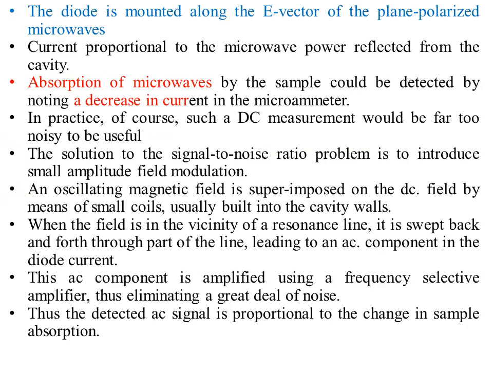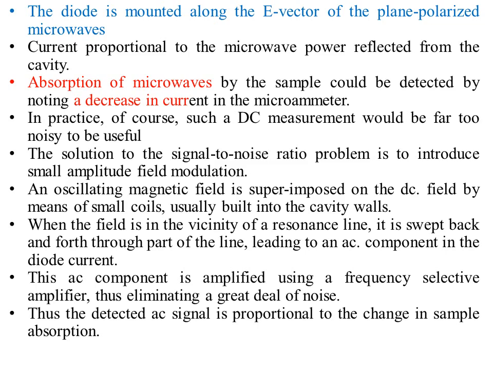The diode is mounted along the E vector of the plane polarized microwaves and thus produces current proportional to the microwave power reflected from the cavity. Thus, in principle, the absorption of microwaves by the sample could be detected by noting a decrease in current in the microammeter. In practice, of course, such a DC measurement would be far too noisy to be useful.